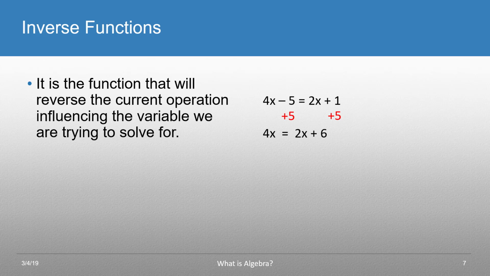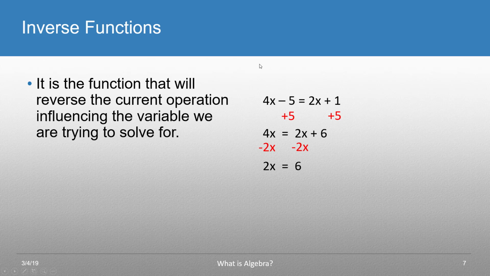So now I want to get my 2x to the other side of the equation, and so I ask myself, what's the relationship between the 2x and the 6? And the relationship in this case is addition, and the inverse of addition is subtraction. So I need to subtract the 2x to get rid of it on the right side. But if I subtract it on the right side, I have to subtract it on the left side. And now 4x minus 2x is 2x, and now 2x equals that 6 that was there earlier.